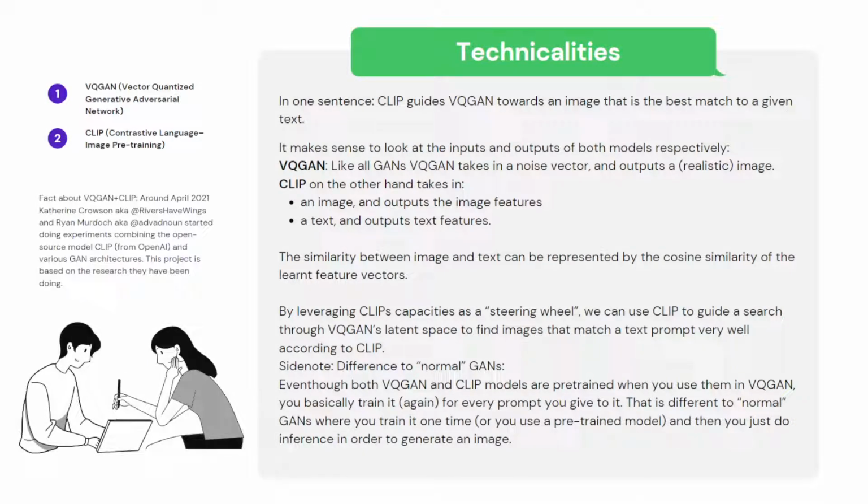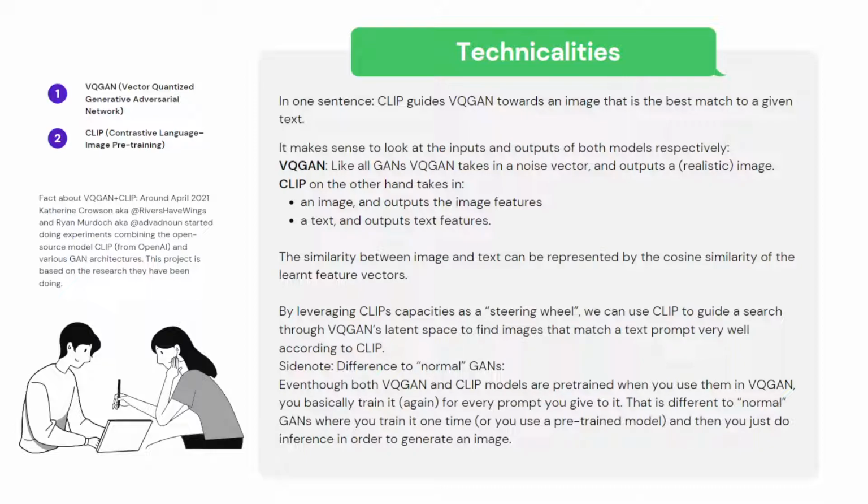Now, yeah, this is what we were trying to do. Like all GANs, VQGAN is taking in a noise vector, a parameter vector, and it gives out a realistic image. Now, CLIP is basically taking an image and outputs the image features, and it also takes the text and outputs the text features. So we are giving the text, and we are getting the text features as to what the text is actually meaning, and then we are feeding that into VQGAN.